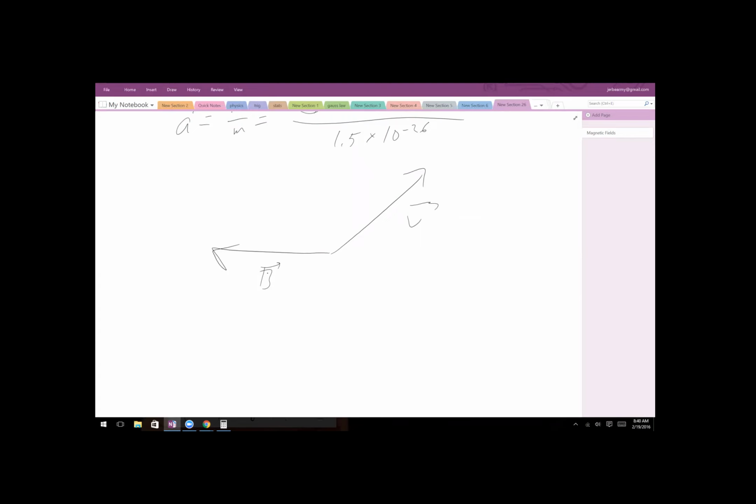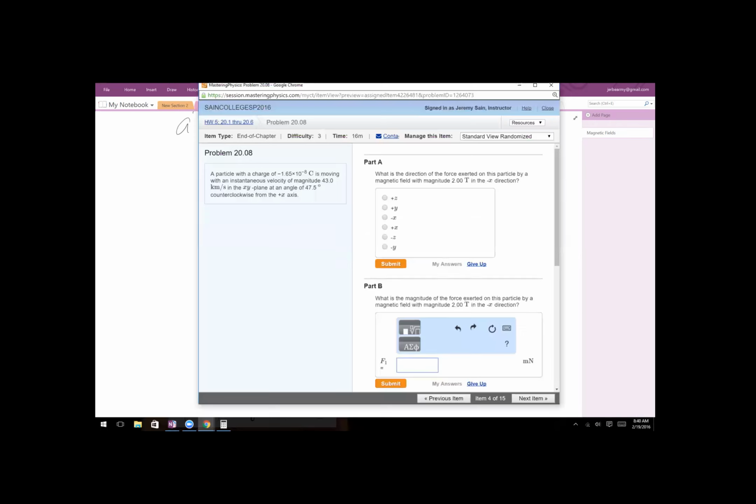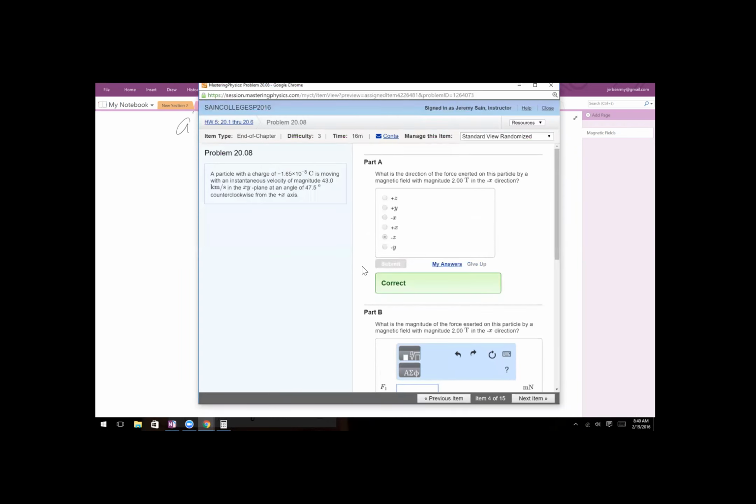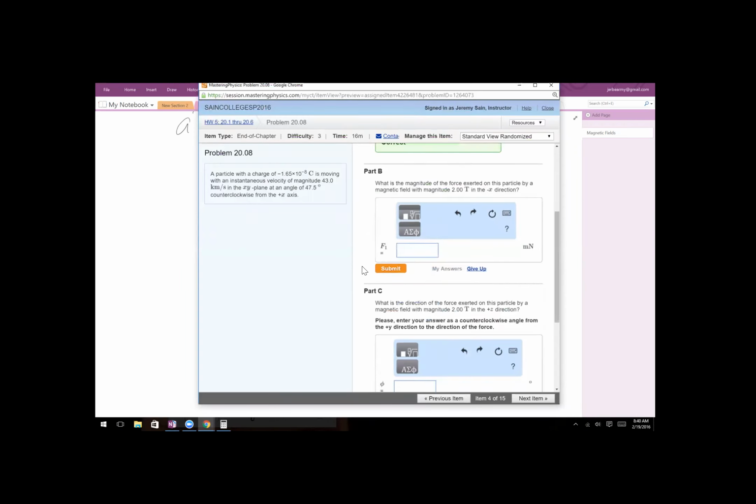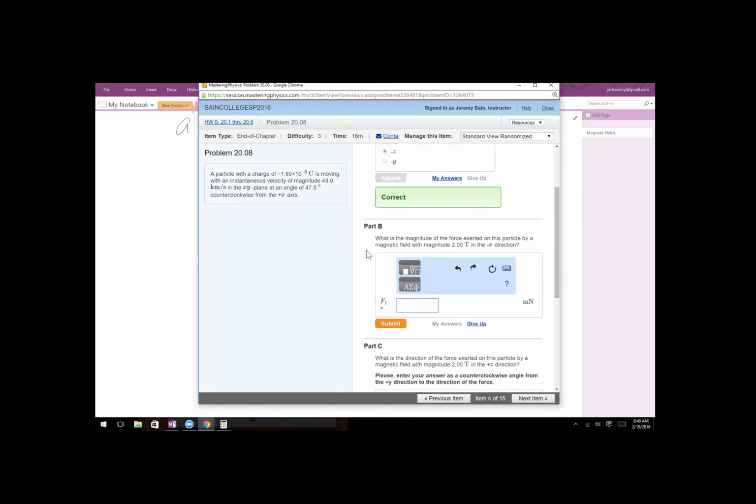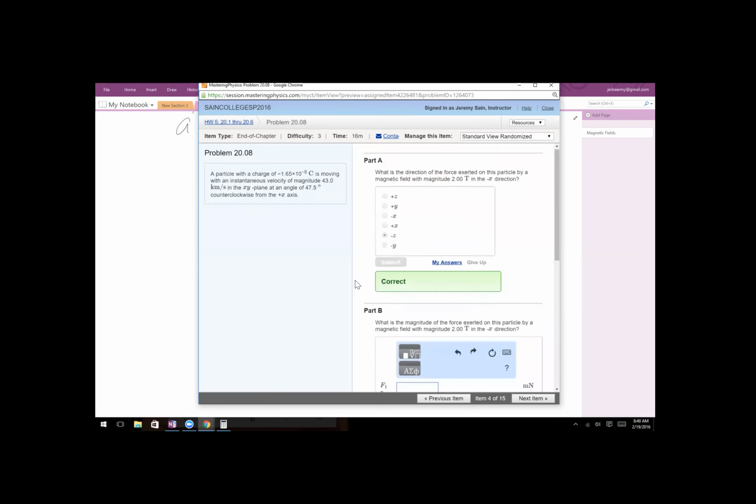The force, though, remember, has a Q in it, right? The force is Q V cross B, right? V cross B is out of the board, but the particle they gave us in the problem is negative charge. So the negative charge means the force is going to go into the board, which is the minus z direction. Right.